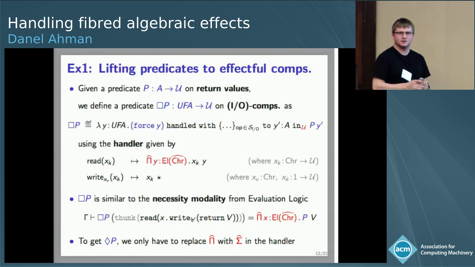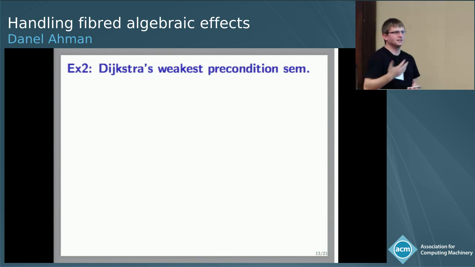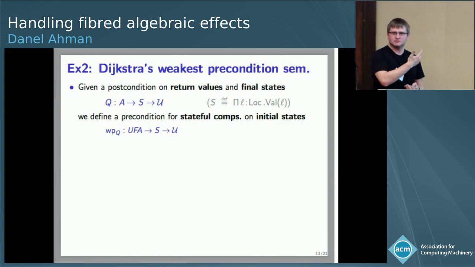So the second example is, in some ways, in the same style. We're still lifting predicates from return values to computations, but instead of considering an effect that doesn't have any equations in it, like the IO in the previous example, we're now going to consider the classical example of an effect that has equations attached to it, which is state. So one thing to notice there is that we can't do the exact same thing as we did before, because we can't just equip the universe with a sufficient handler, because the pi and sigma types that we could use, they don't satisfy the equations.